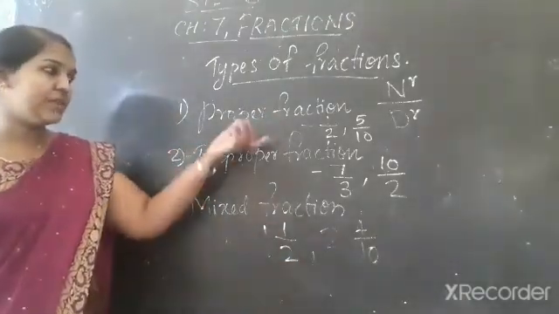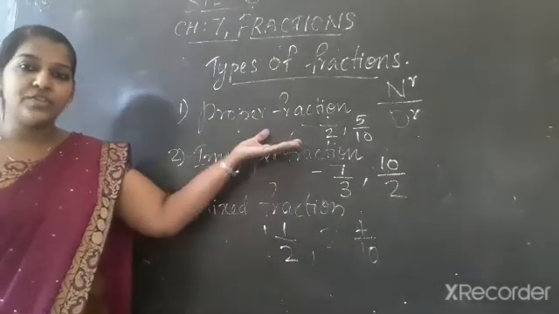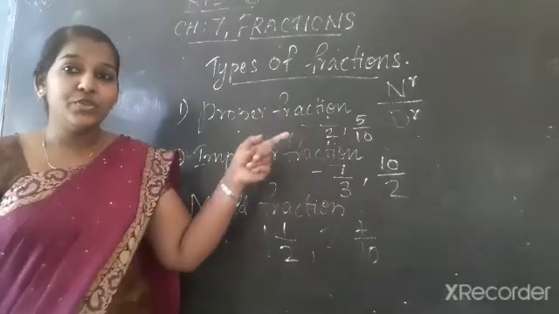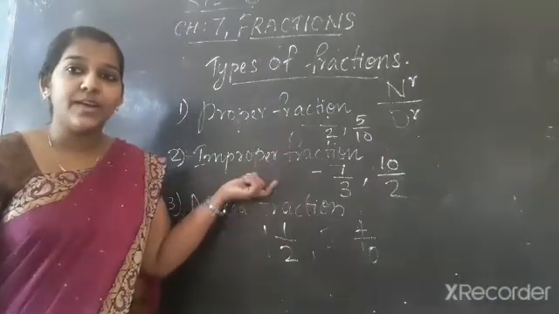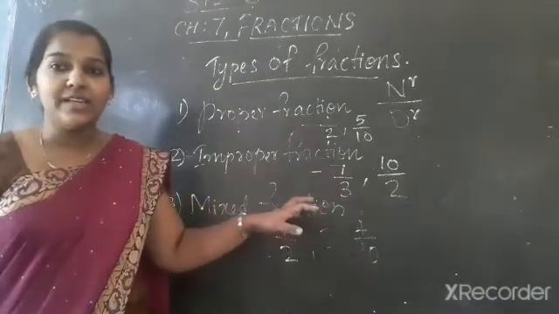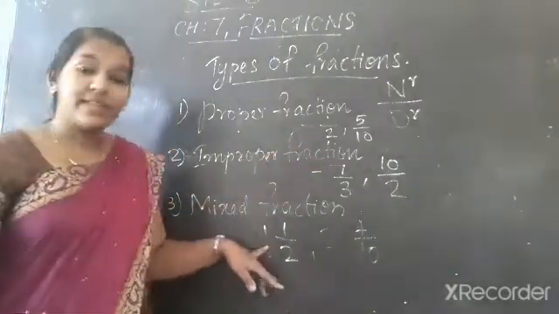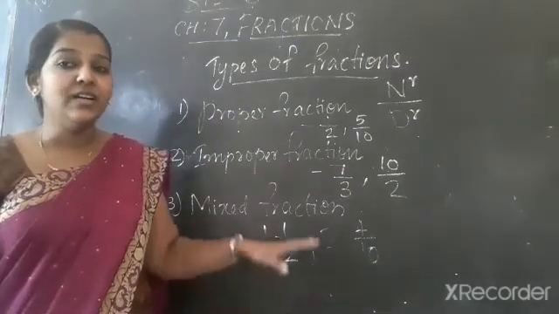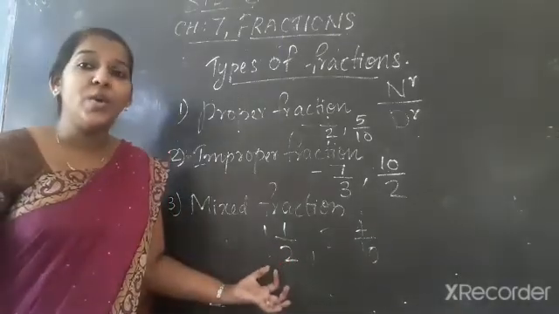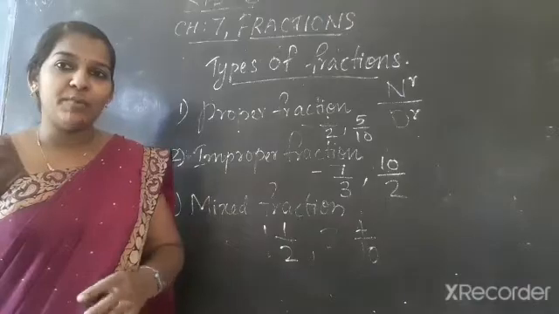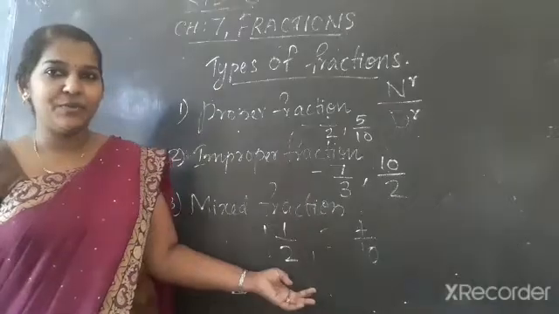So, we learned about three types of fractions: proper fraction, improper fraction and mixed fraction. Proper fractions are the fractions which have the numerator smaller than the denominator, and improper fractions are those where the denominator is smaller than the numerator. And then mixed fractions are the fractions that are a combination of a whole number and a proper fraction. Clear, children? So these all are the different types of fractions.